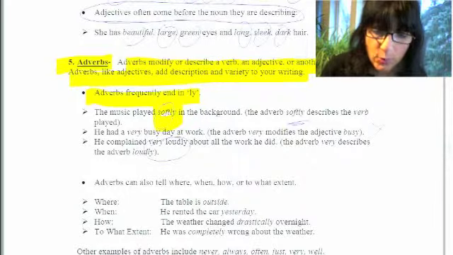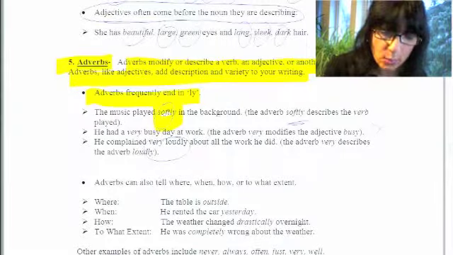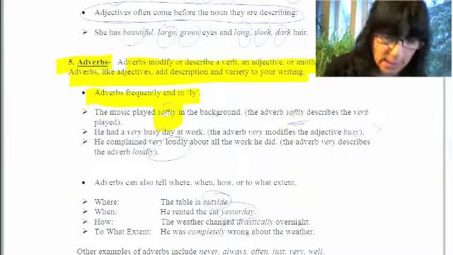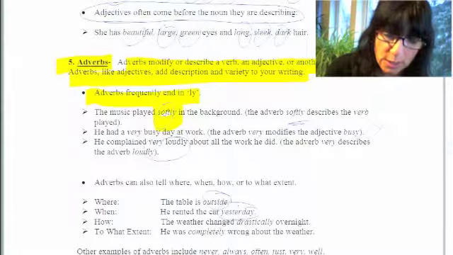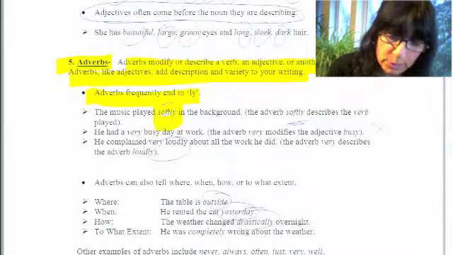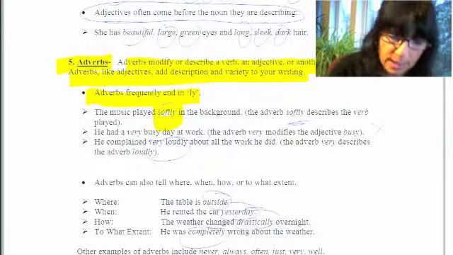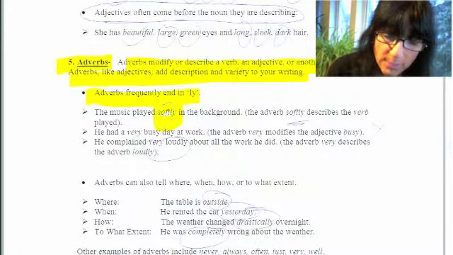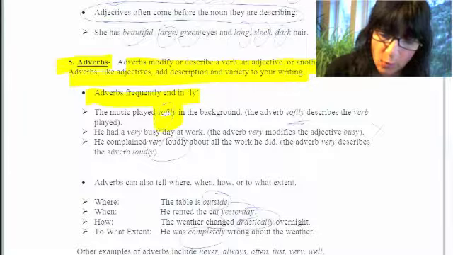Adverbs can also tell when, where, how, or to what extent. So another example of an adverb, where, the table is outside, it's an adverb. When, he rented the car yesterday, that's an adverb. How, the weather changed drastically, or to what extent, he was completely wrong. And a few other examples of very common adverbs are never, always, often, just, very, and well.